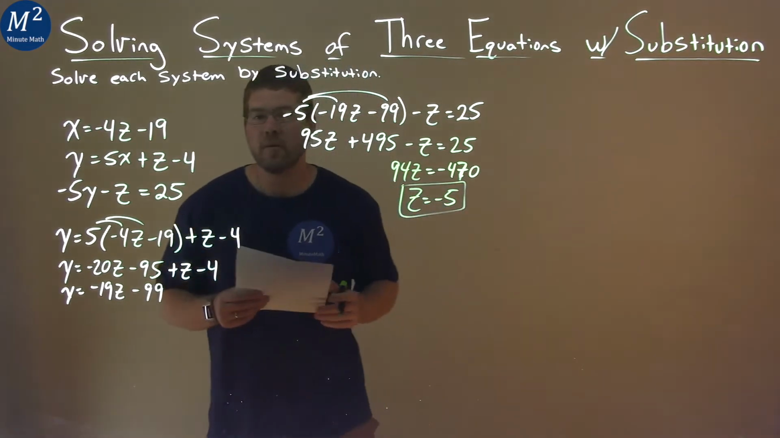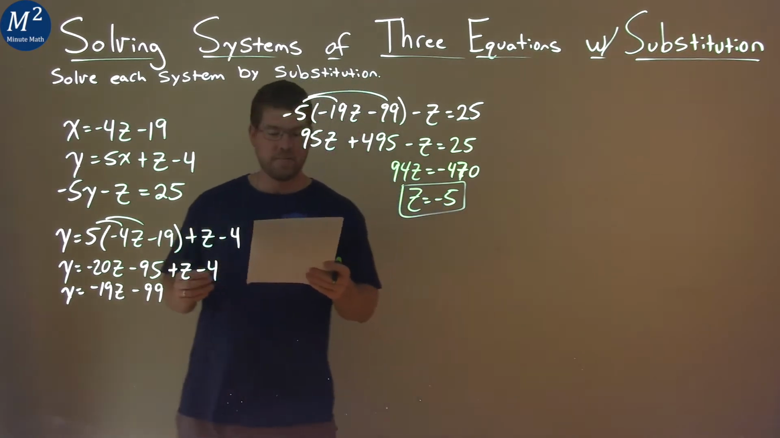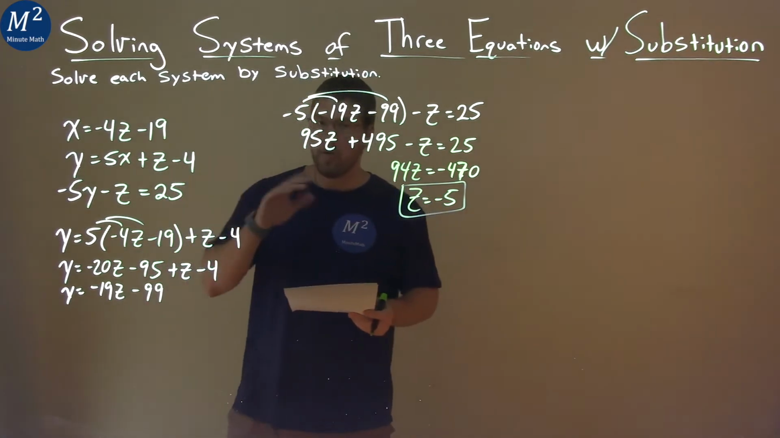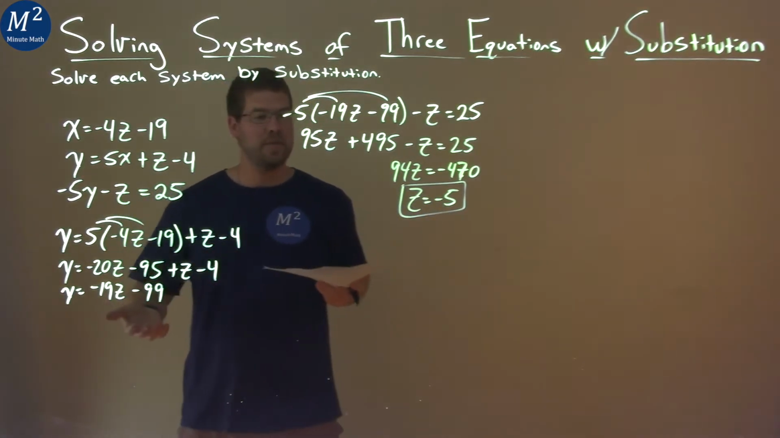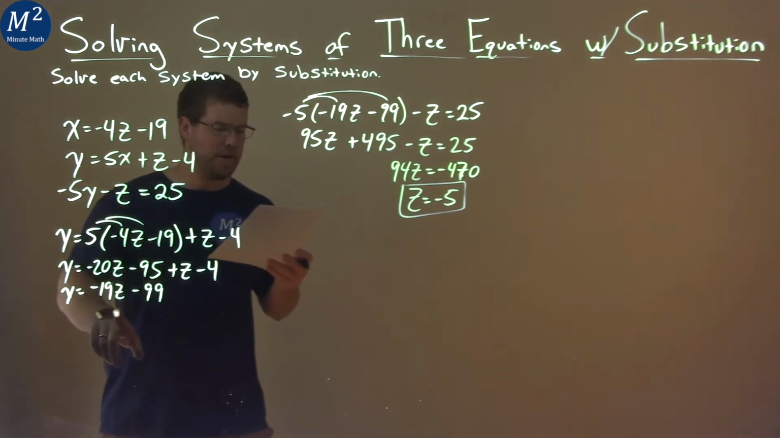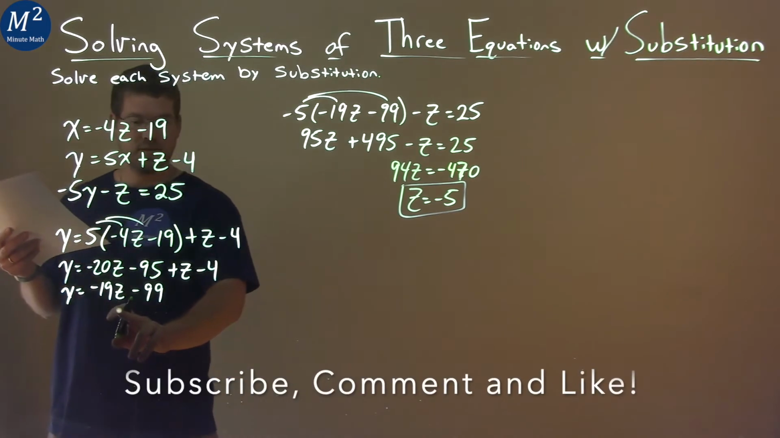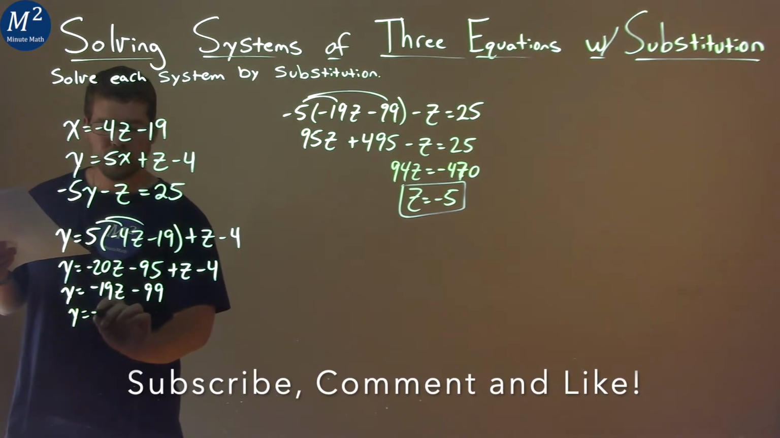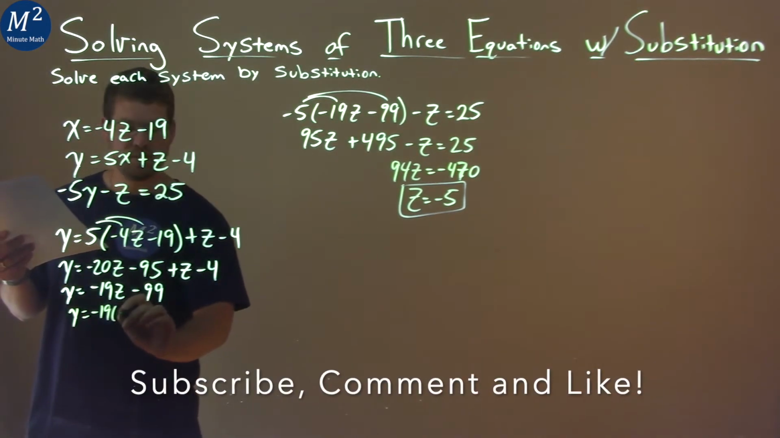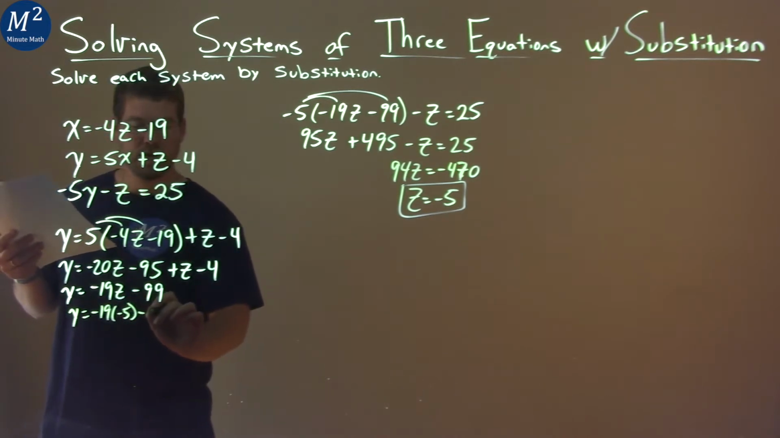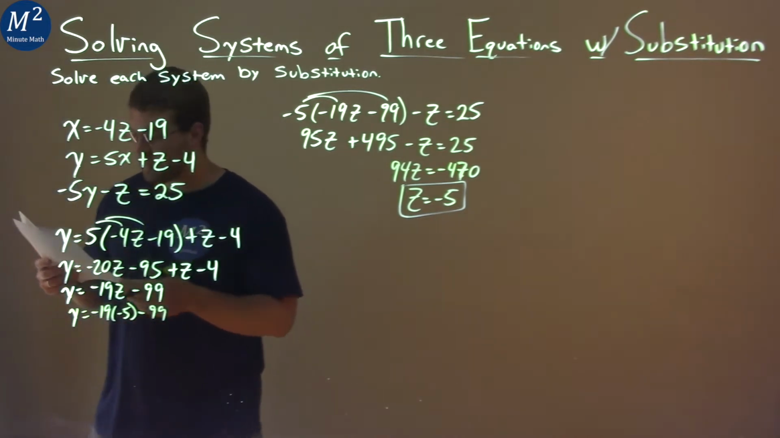And we have our first variable answer. z is negative 5. So where can we go from here? Well, I try to find the easiest way to substitute it in. And right here we already have an equation. Let's just continue that out. We're just going back here. And z is negative 5, let's put that in. So y equals negative 19 times z, which is negative 5, now that we found it, minus 99.